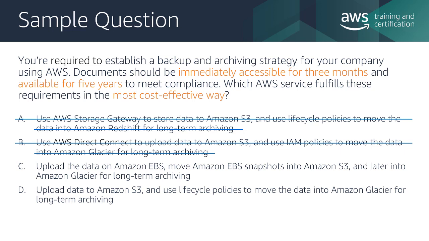Direct connect upload data to S3 and then use IAM policies to move data into Glacier. I like that they're using Glacier, that's important, but IAM policies are permissions. They don't actually execute or move anything. Option C, wrong. Upload data into EBS, move the EBS snapshots into S3, and then later into Glacier. No, you can't move EBS snapshots in S3 to Glacier. That's not a concept. Also, why are we even using EBS in the first place?